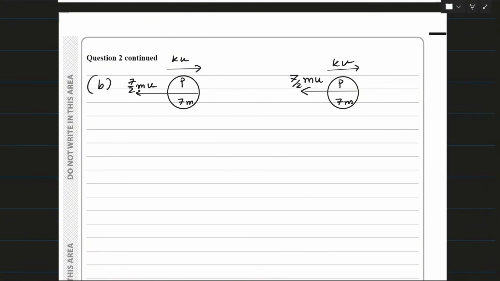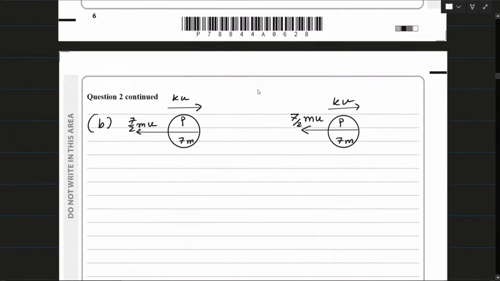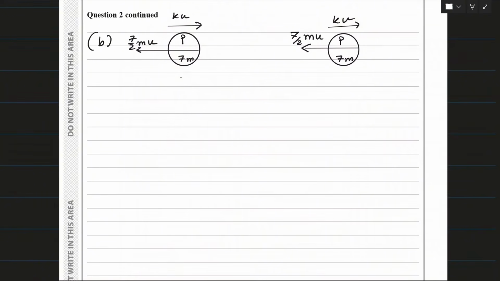Now, for the velocity after collision, we know that the magnitude of the velocity, the speed, is given as w. The speed after collision for P is given as w. We know the magnitude of the velocity after the collision, but we do not know the direction P is traveling after collision. So there are two possibilities here. The first possibility is that after the collision, P is traveling in the same direction as before. Its direction has not changed. This is our possibility 1. And there is one other possibility, that the direction of P has also reversed, like Q. So these are the two possibilities.